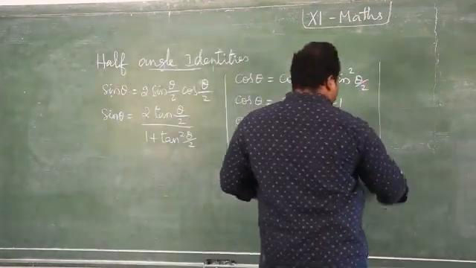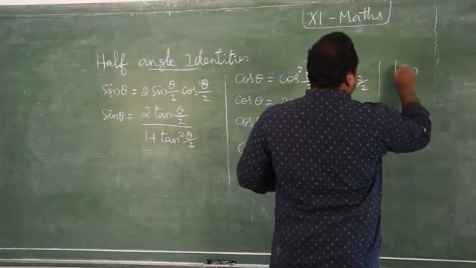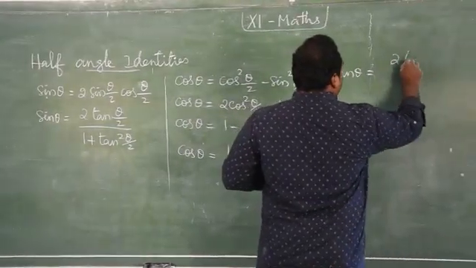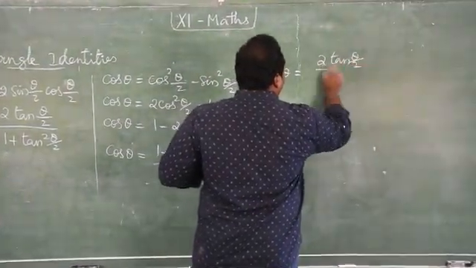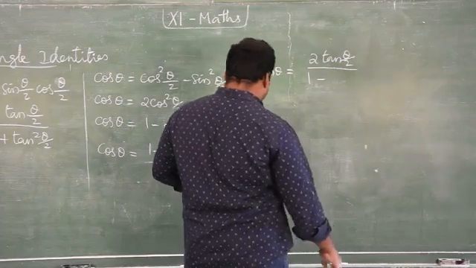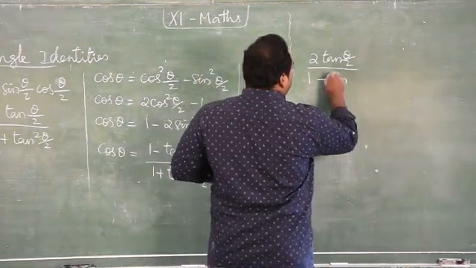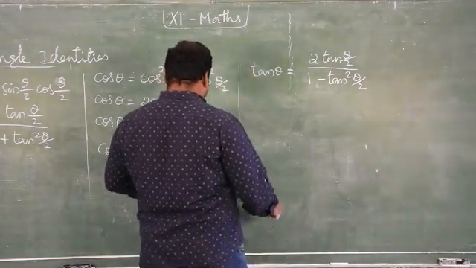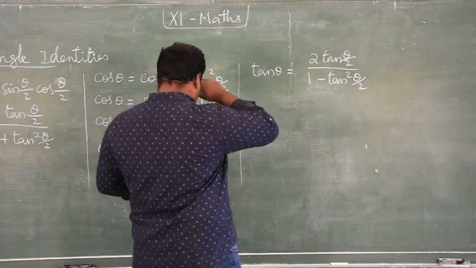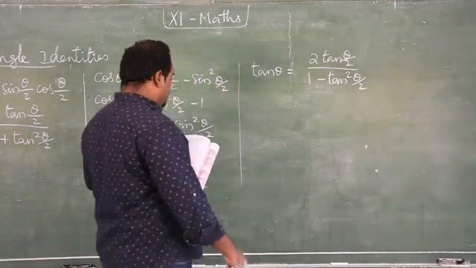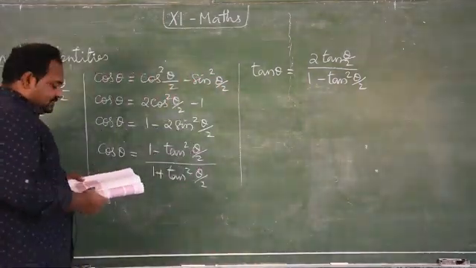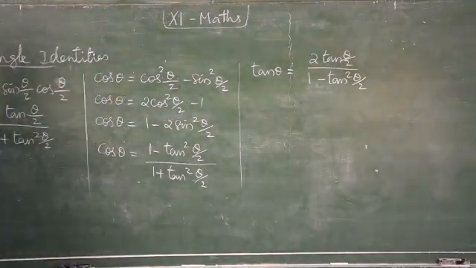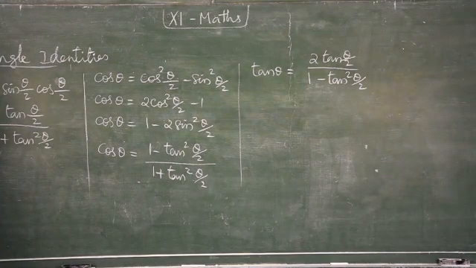Next, the tangent ratio, tan theta can be written as 2 tan theta by 2 by 1 minus tan square theta by 2. Another formula is, okay, this is enough for this exercise. So these are very important formulas which are used for the further exercises.